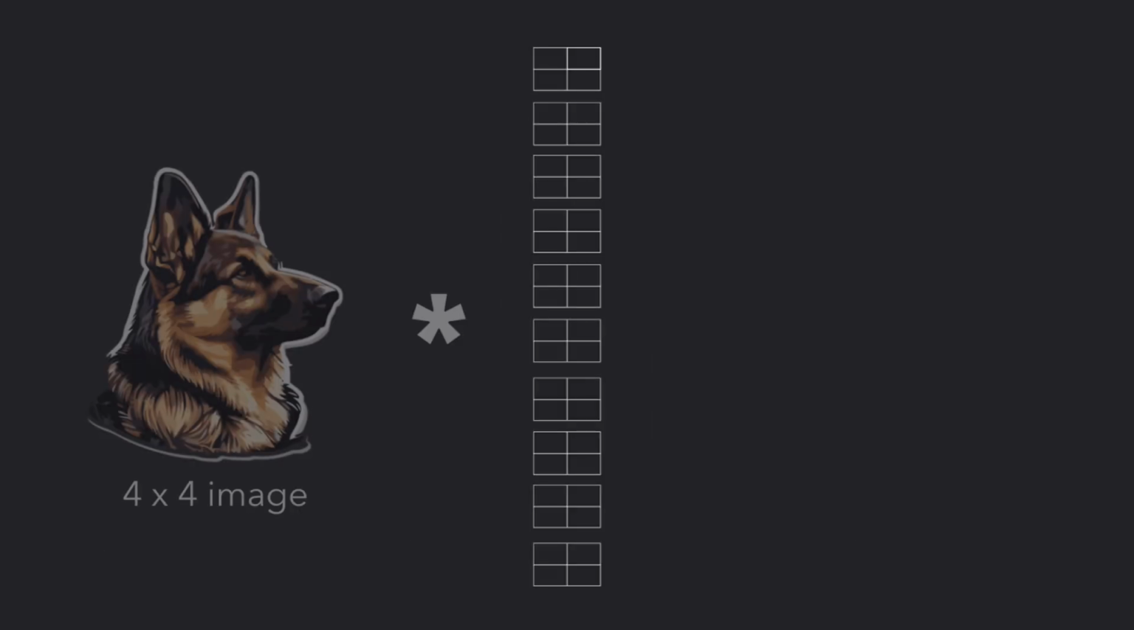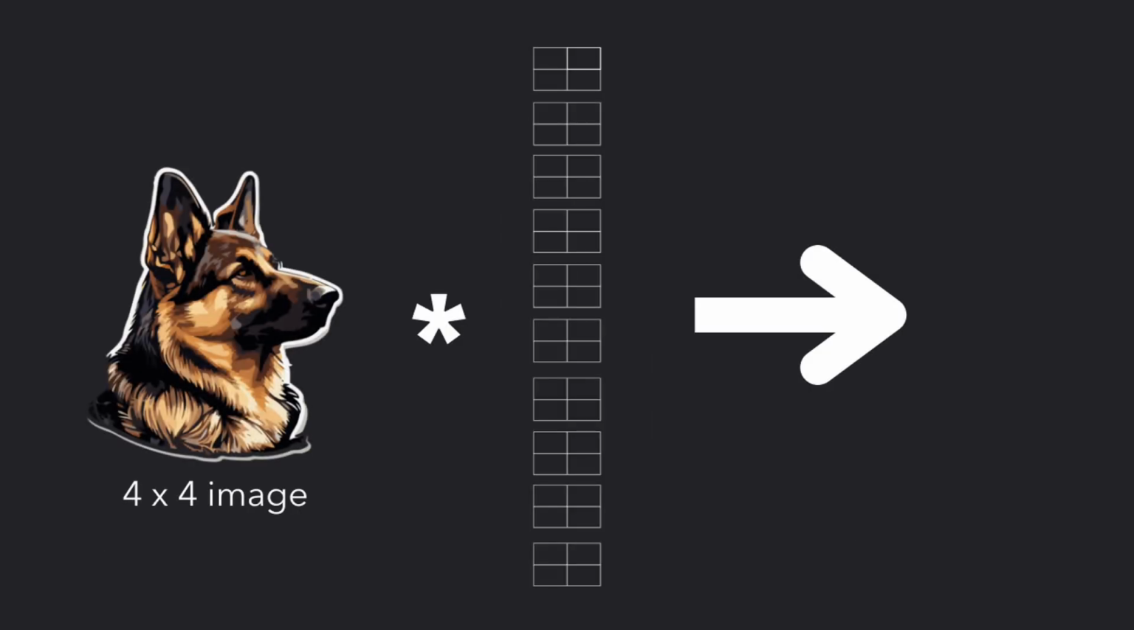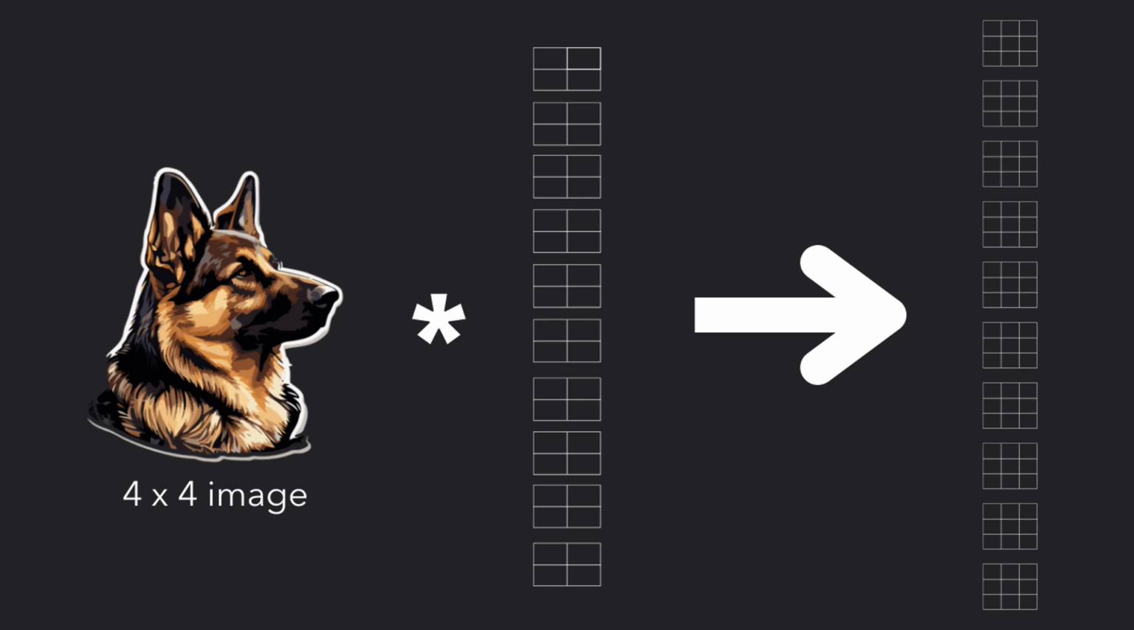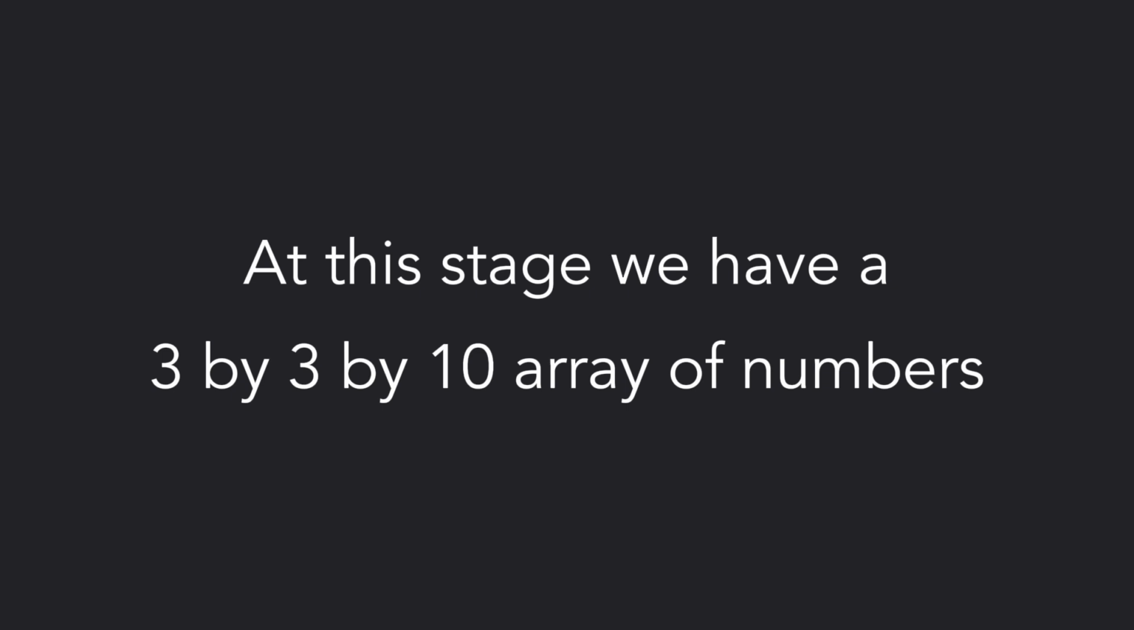Also, CNNs have many filters, so if we had 10 filters, we would have 10 outputs. Since each output is 3x3, at this stage we have a 3x3x10 array of numbers.